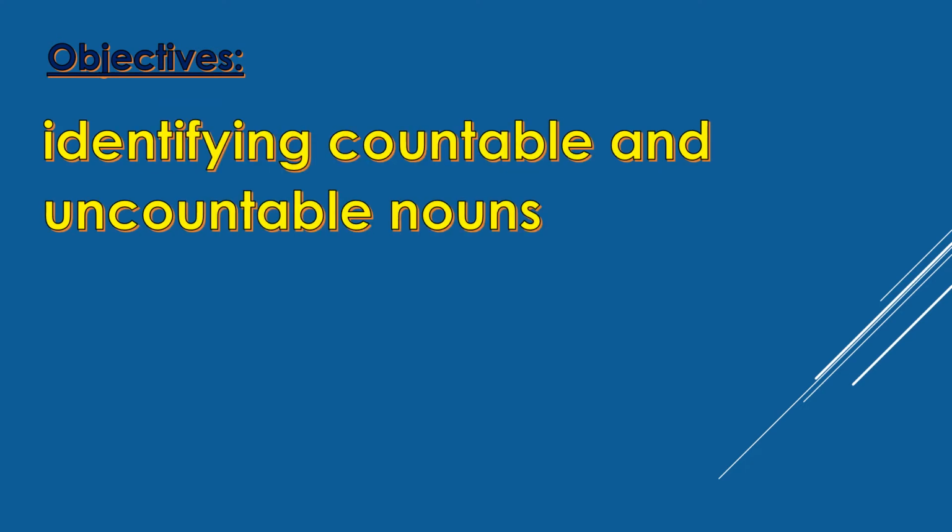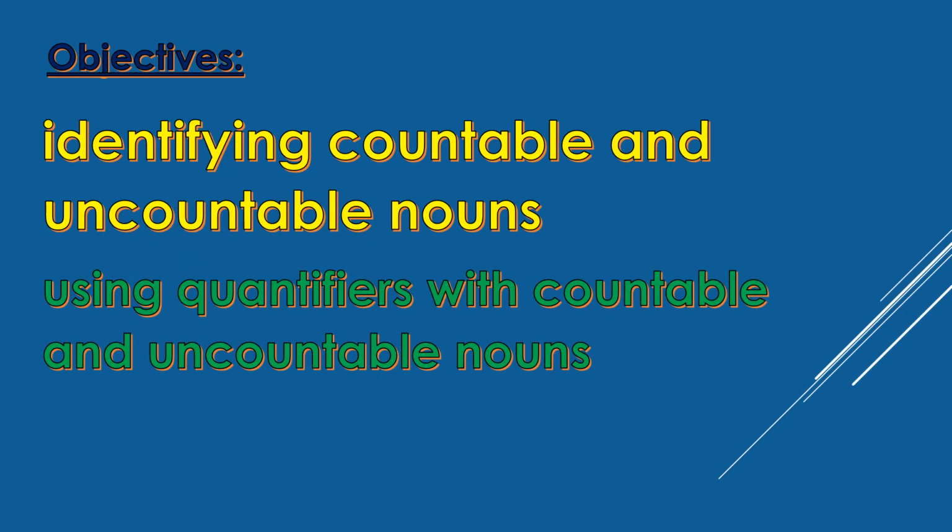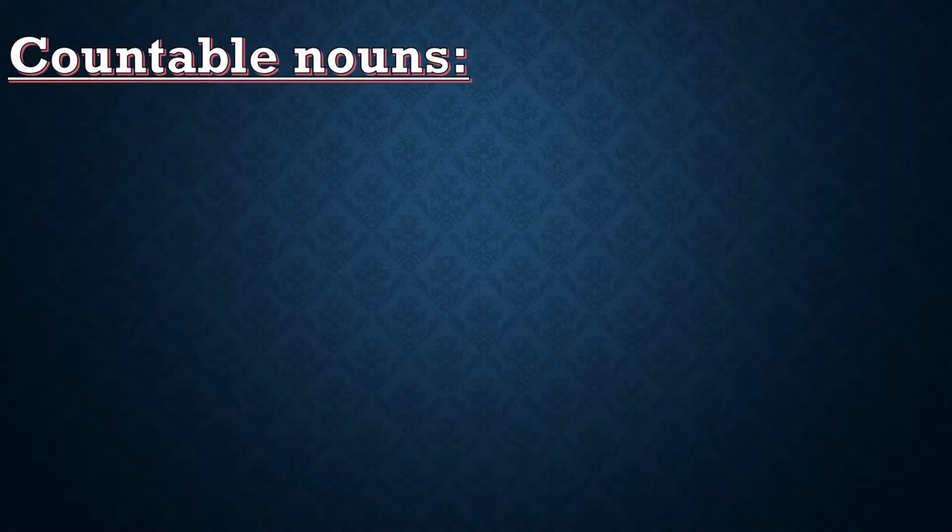Before we start the lesson, let's have a look at the objectives. The first objective is identifying countable and uncountable nouns. The second objective is using quantifiers with countable and uncountable nouns. Please open the course book, page 55. Now we will start by looking at both countable and uncountable nouns, how to differentiate them.